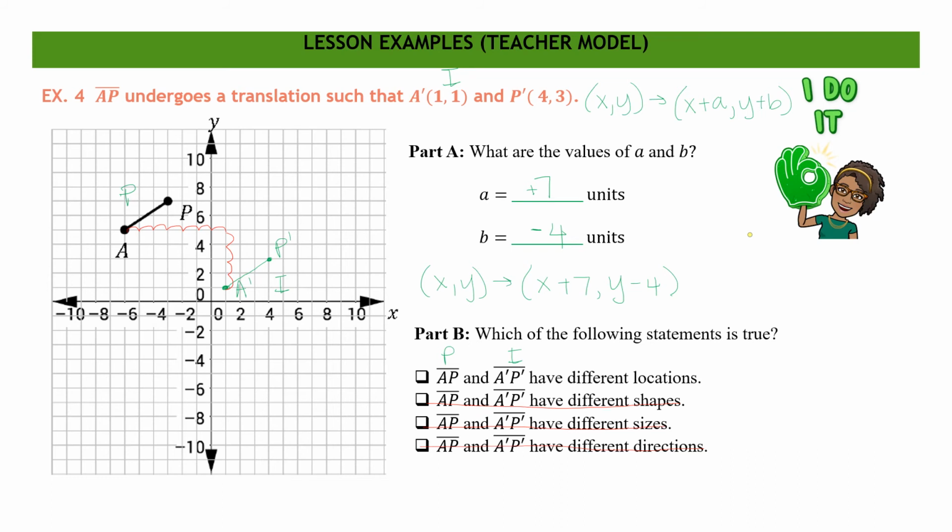So the only one I see that's true is that there is a different location. The location did change, okay? And that's exactly what happens with a transformation when you have a translation. When you slide a figure in a coordinate plane, it does change the location of that figure.